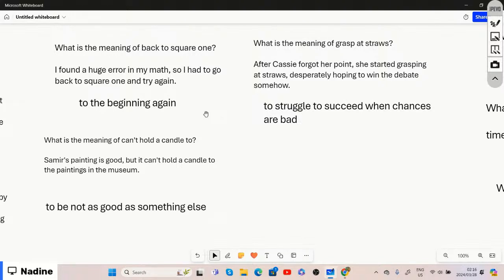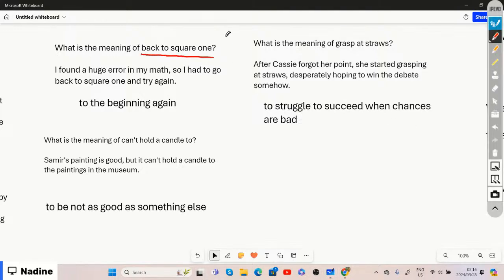And it says, what is the meaning of back to square one? I'm not sure if you have heard this already, but if somebody tells you, let's go back to square one, what do they mean? It says, I found a huge error in my math, so I had to go back to square one and try again. So what does back to square one mean?